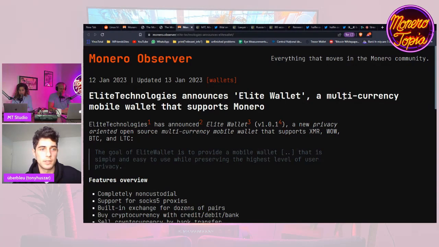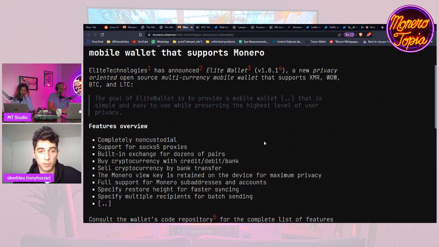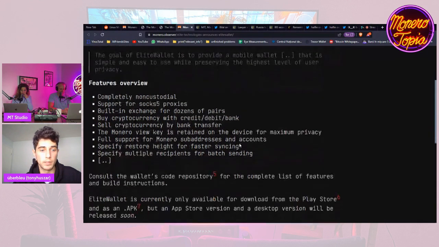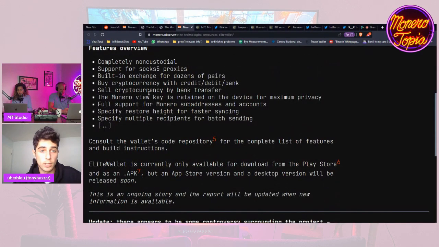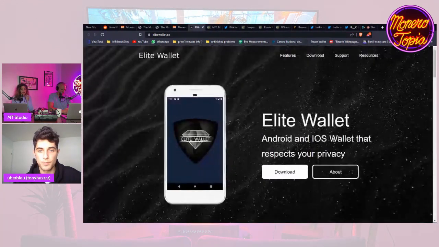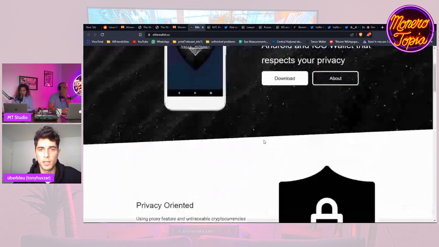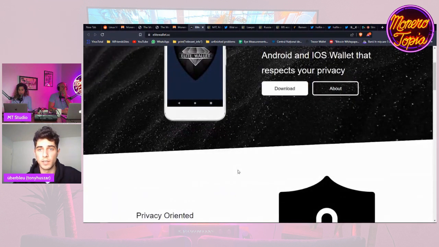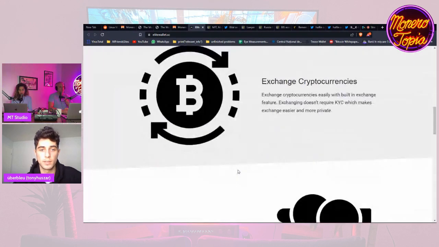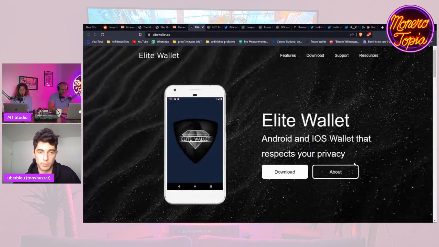Then let's talk, real quick, about Elite Wallet. It's a multi-currency mobile wallet that supports Monero now. It's non-custodial, and it has a built-in exchange for dozens of pairs. You can buy cryptocurrencies with credit, debit, or your bank. You can sell cryptocurrencies by bank transfers. And if we go on their website, it's essentially a privacy-oriented self-custody wallet. It's available for Android and iOS, and you can also donate in Monero to the project if you go all the way down. So it's good to see more and more people becoming more privacy oriented and more keen on Monero.